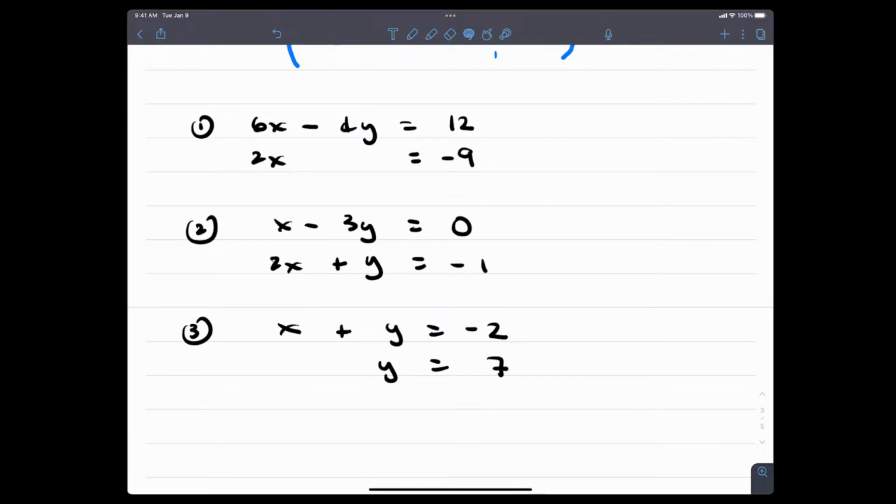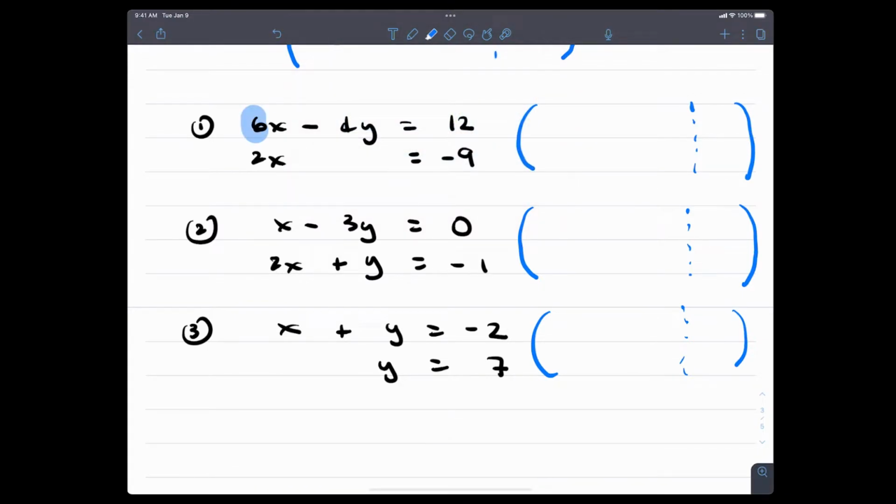All right, ladies and gentlemen, tell me what you guys did here. What do you notice? 6, negative 4, 12. 2. What do you put here if it's missing? That's 0y, ladies and gentlemen. So that'll be 2, 0, negative 9. Is that right?